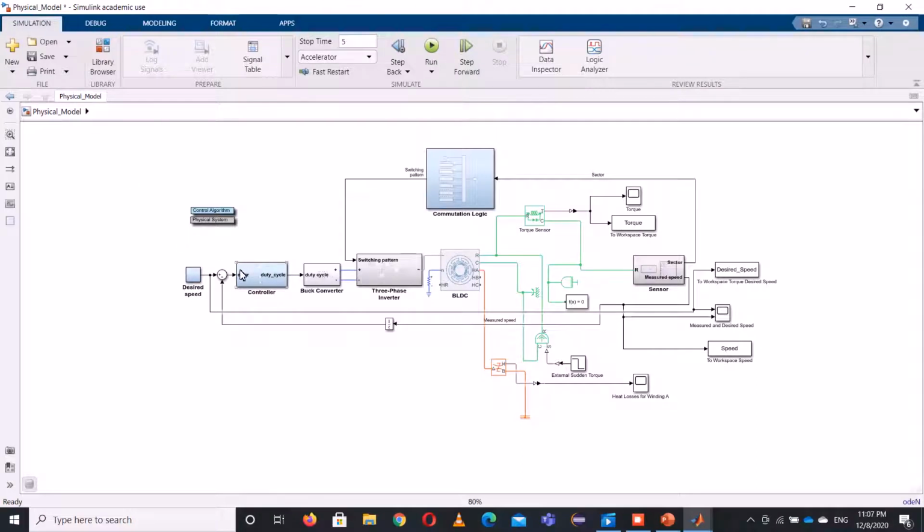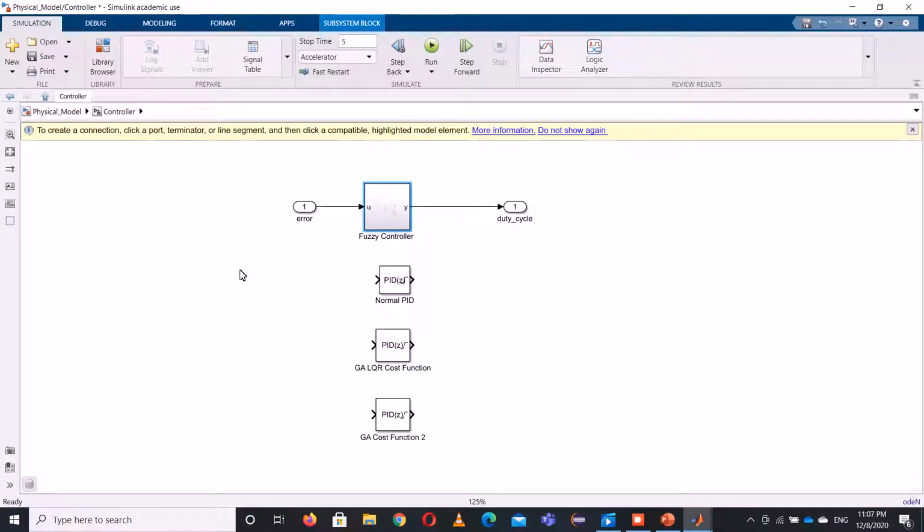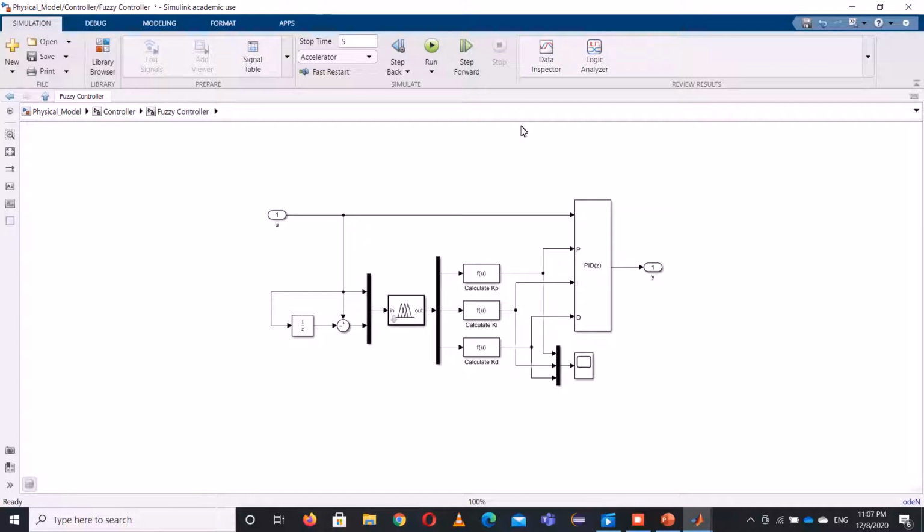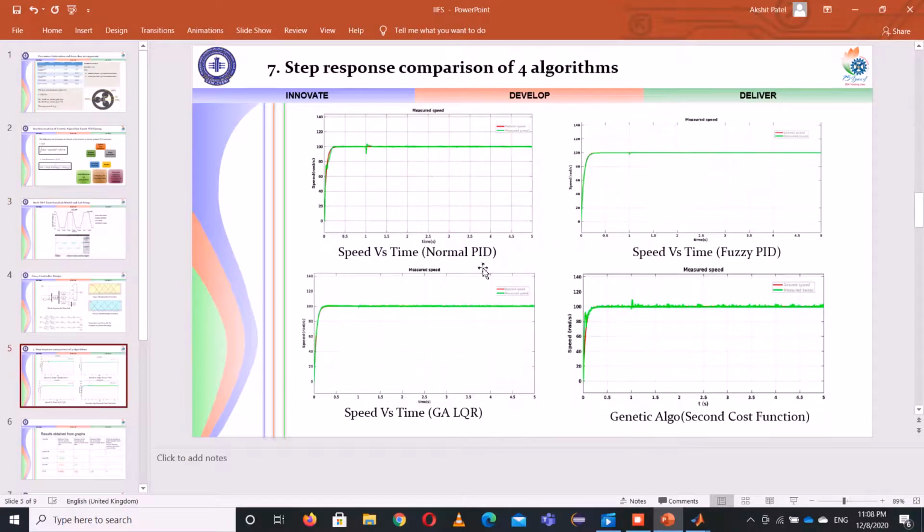So as to design the speed control, we used 4 methods. 2 of them were PID with constants obtained from genetic algorithm. 1 was PID with constants obtained using conventional methods, and the last one was using fuzzy logic, with constants determined using fuzzy logic in real time. After finding the output from each of these algorithms, we compared the output as shown over here.